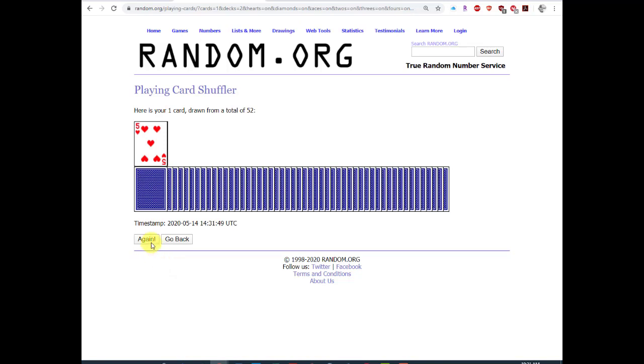I keep doing this over and over. Every single time I'm going to keep this total at 52, so you want to watch this 52 and see if this changes. And I'm going to go ahead and draw over and over again.